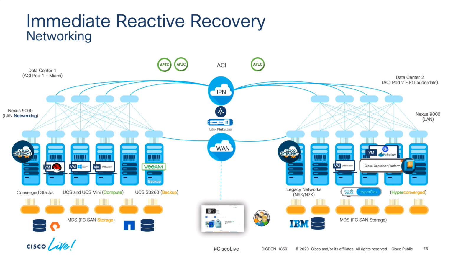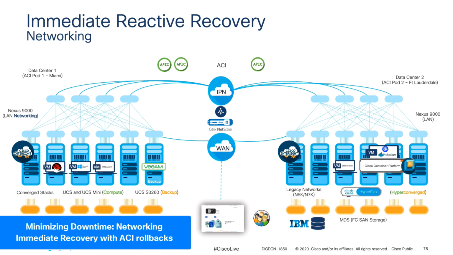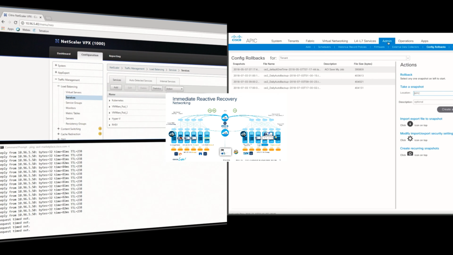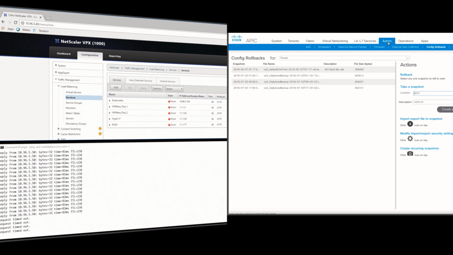If this was your traditional network, where would you start troubleshooting? VMware? Hyper-V? The physical network? Then on which switch and which data center? I think that the best troubleshooting is no troubleshooting at all, and that is exactly what ACI does, by performing immediate reactive recovery through the feature called Snapshot and Rollback.